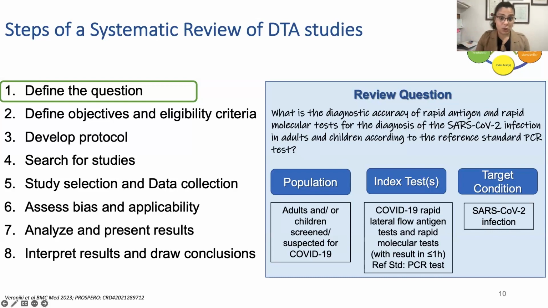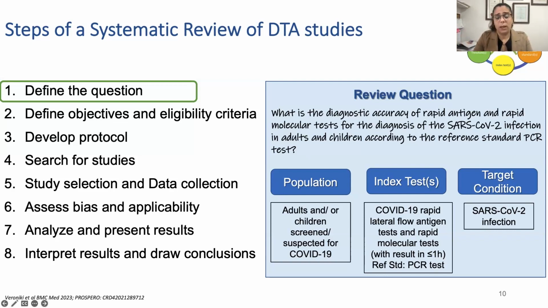So in intervention studies, we have the PICO criteria, but in DTA reviews, this will be slightly different, and this will be the PIT acronym, where we have the population, and we call it population instead of patients because we usually have non-diseased individuals as well, or asymptomatic patients. So we have the population, we have the index tests, and we have the target condition.